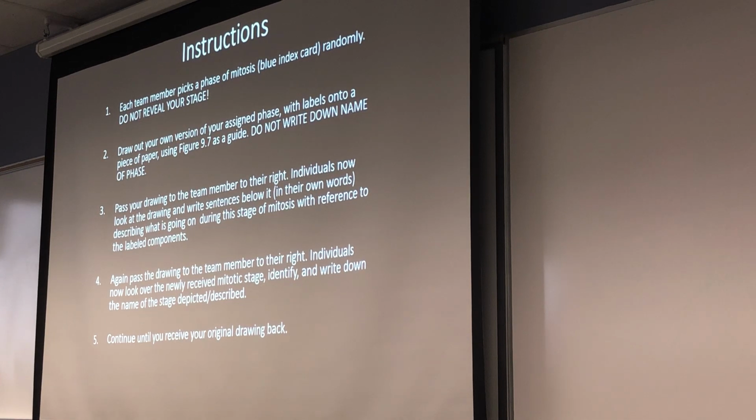On this one, each member of the team will pick a phase of mitosis: prophase, prometaphase, metaphase, anaphase, telophase, etc. Pick one between your members, and do not reveal that stage to the other team members. So draw it out, your own version, on a piece of paper, and label it, using the figure that I showed you. Do not write the name down.